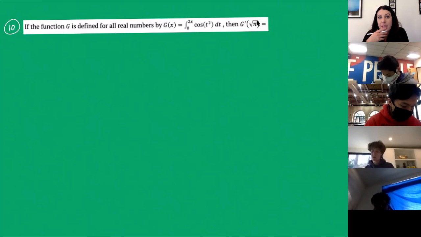I would write down G of x is equal to the integral from 0 to 2x of cosine of t squared dt. And then it's asking us to find G prime of the square root of pi.